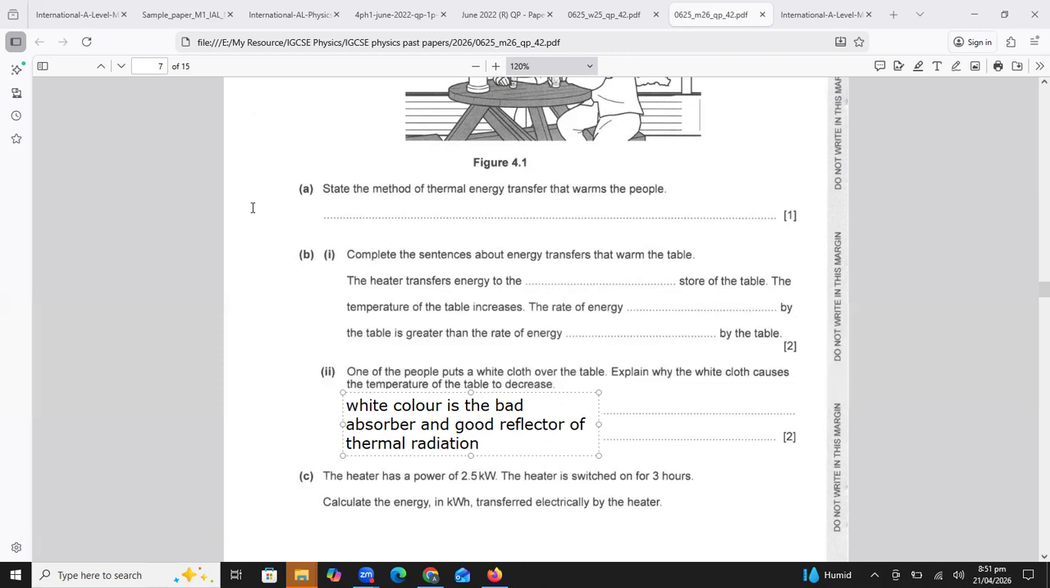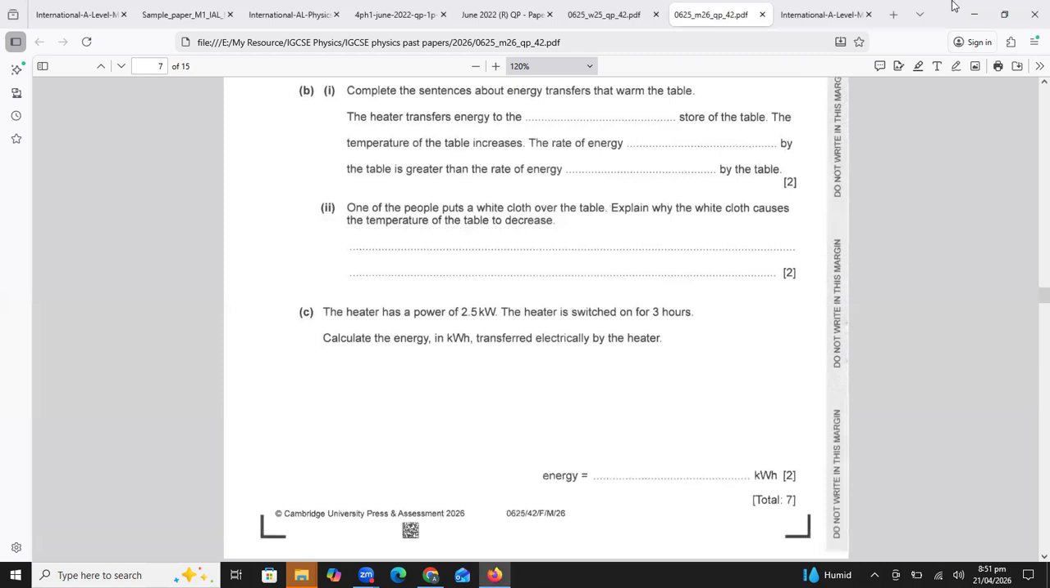I'm moving towards part C. In part C, they are saying the heater has a power of 2.5 kilowatt. All right, heater has a power of 2.5 kilowatt. So let's make data first, students. Power is given as 2.5 kilowatt and the heater is switched on for 3 hours. Time is given 3 hours. Now they are asking to calculate the energy in kilowatt hour.